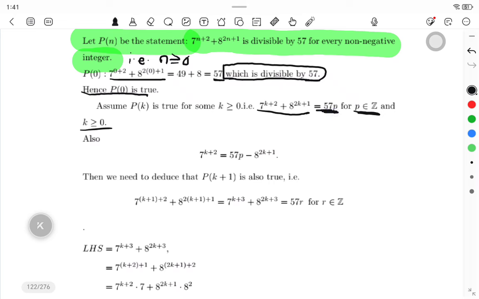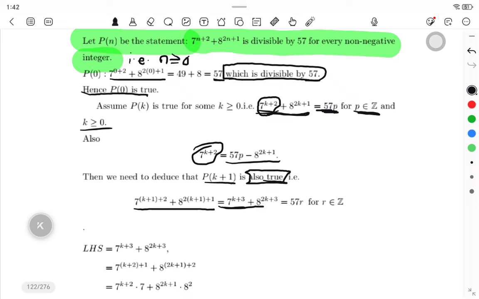Then we come to deduce. You'll see, when we pick the left hand side, we'll need to substitute something like that, from assumption. Then now we deduce that P of k plus 1 is also true. This word is very important. Then we copy this, replace k by k plus 1, which is equal to, we simplify it, we get 7 to the k plus 3 plus 8 to the 2k plus 3, which is equal to 57r. We're no longer going to choose the same variable because we've used that one. And you can't use k here and k here. They must be different. Then we say for r an element of an integer.